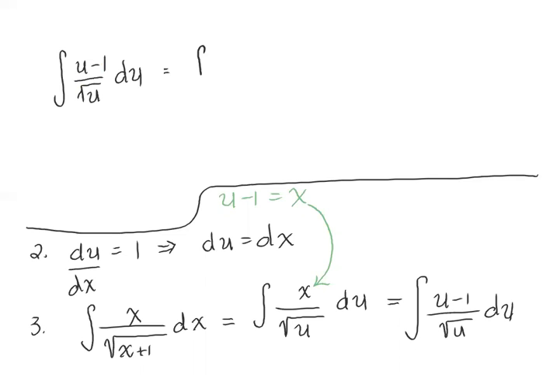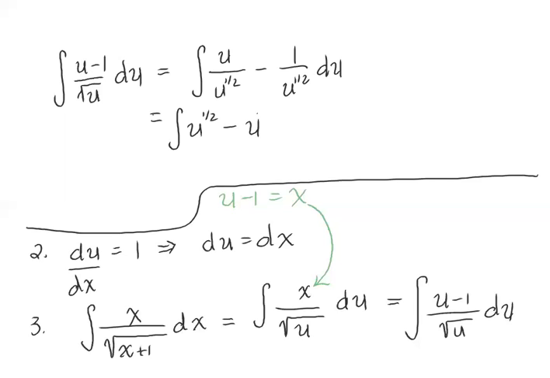So this becomes the integral of u divided by the square root of u, or divided by u to the 1/2, minus 1 over u to the 1/2 du, which is equal to the integral of u to the 1 minus 1/2, which is 1/2, minus, I'll switch the sign on the exponent there, minus u to the negative 1/2 du. That one I know how to integrate. I can apply my rules of anti-differentiation and find the indefinite integral.